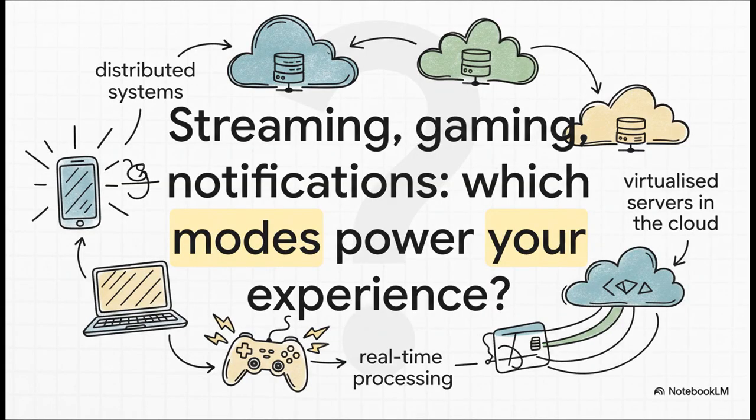So, I'll leave you with this little thought experiment. The next time you're on your phone or computer, just think about what's happening behind the screen. You're using all of these modes at once. Distributed systems are fetching that movie you're streaming, real-time processing is handling your inputs in that game, and it's all probably running on virtualized servers out there in the cloud. When you can see how they all work together, that's when you know you've truly mastered this topic.